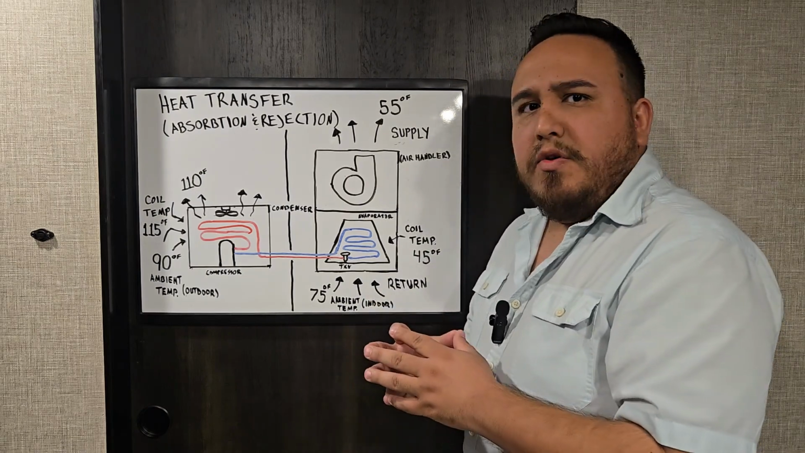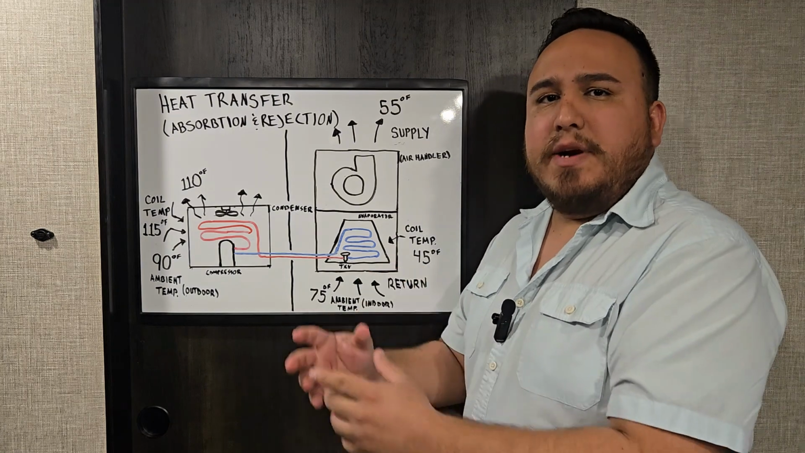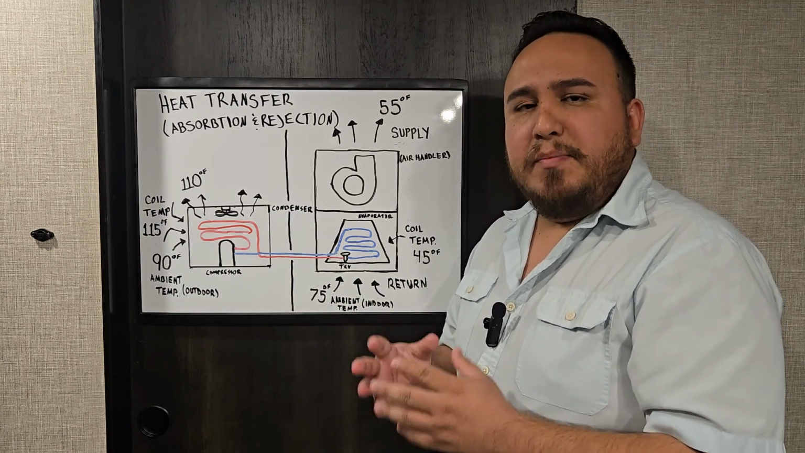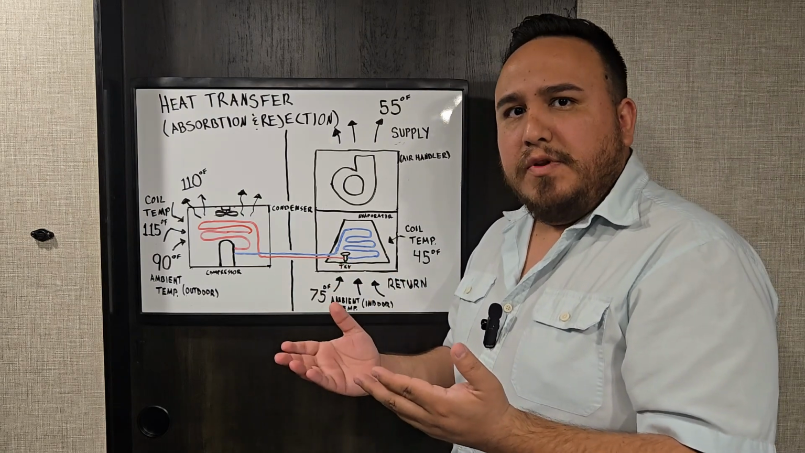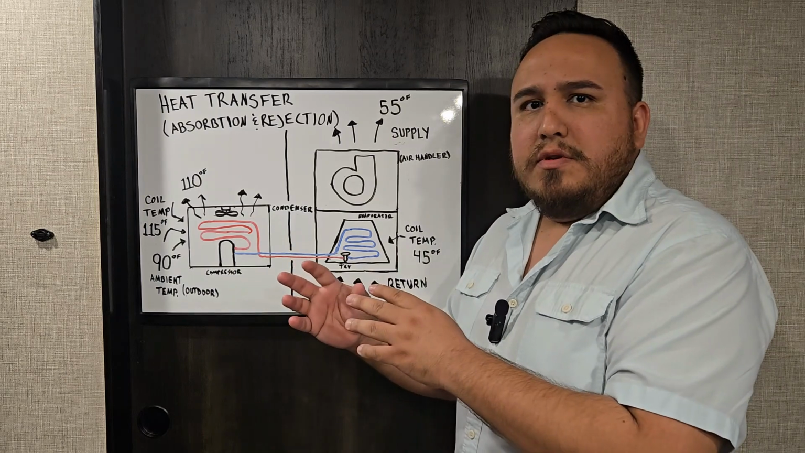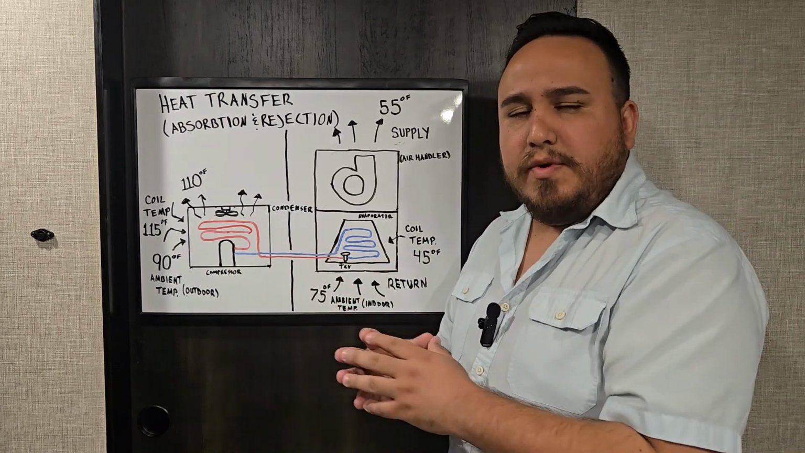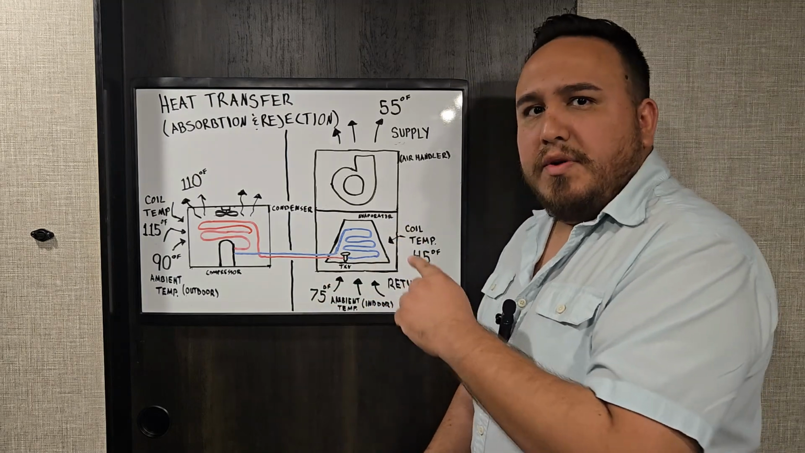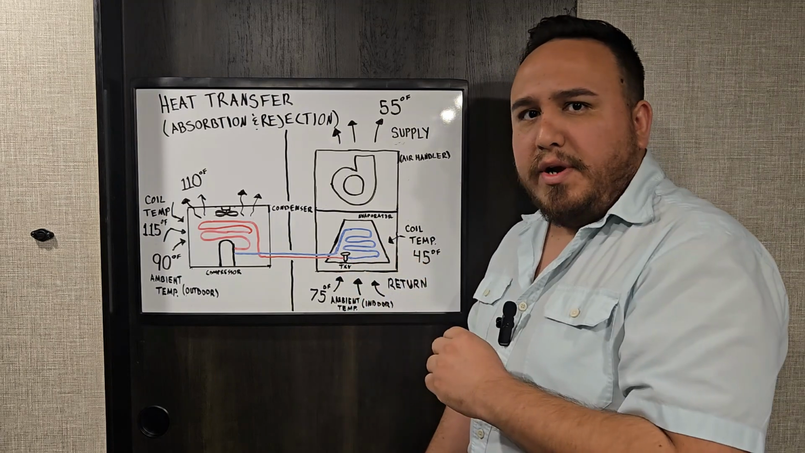Well, whenever you talk about heat absorption and rejection, whenever there's a heat transfer, remember this, there has to be a difference in temperatures. One has to be hot, one has to be cold. And always remember this, hot loves cold. So wherever something is cold, heat is always attracted to it. That being said, pay attention to what the temperature of my refrigerant is inside of my evaporator.